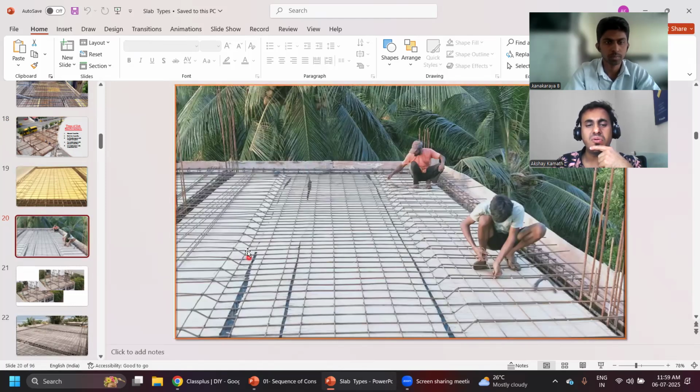Why have they given a crank like this? Sir, in a beam, at the end we have a hogging moment and at the center a sagging moment. To resist the hogging moment, we provide a crank bar. Provide the crank to resist the negative bending moment, that is the hogging bending moment.